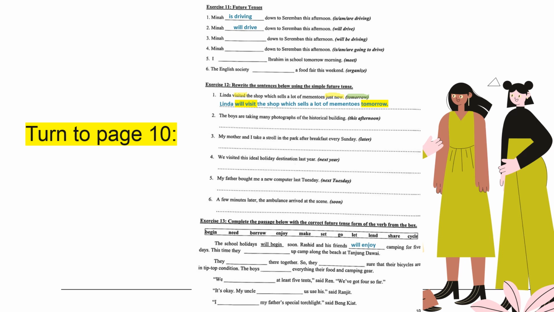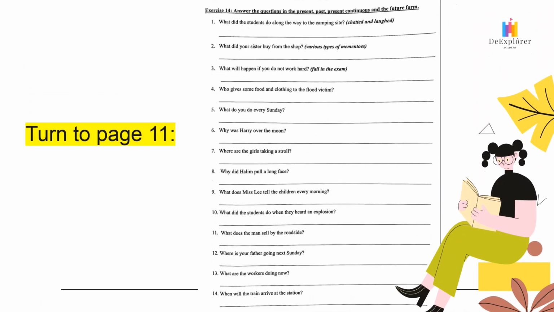So it's up to you if you want to use is going to, or you want to use will be, or is enjoying. It's up to you. Okay, so you just need to find the correct answer and then fill in the blanks. So this is for the exercise for page 10. Next, turn to page 11 and then you will look at this exercise 14.